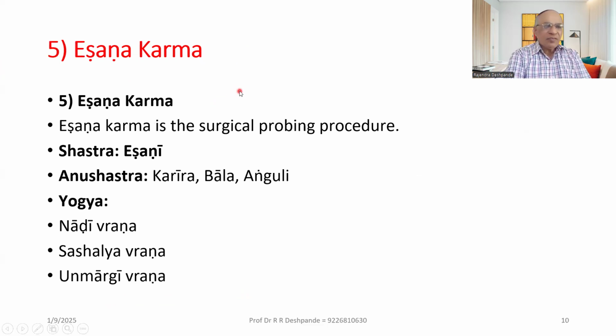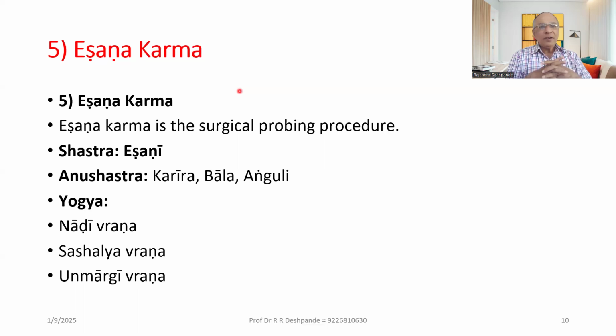Next, the fifth one is Eshana Karma. Eshana Karma is the surgical probe. To probe, for example, here, probing. It looks bad, but I am showing you, putting something inside. Eshana Karma is the surgical probing procedure. And naturally, what instrument is needed? Eshani, a hollow, pipe-like instrument is needed. That is called an Eshani. Anushastra are Karira, Bala, and Anguli. These can be used for Eshana Karma.